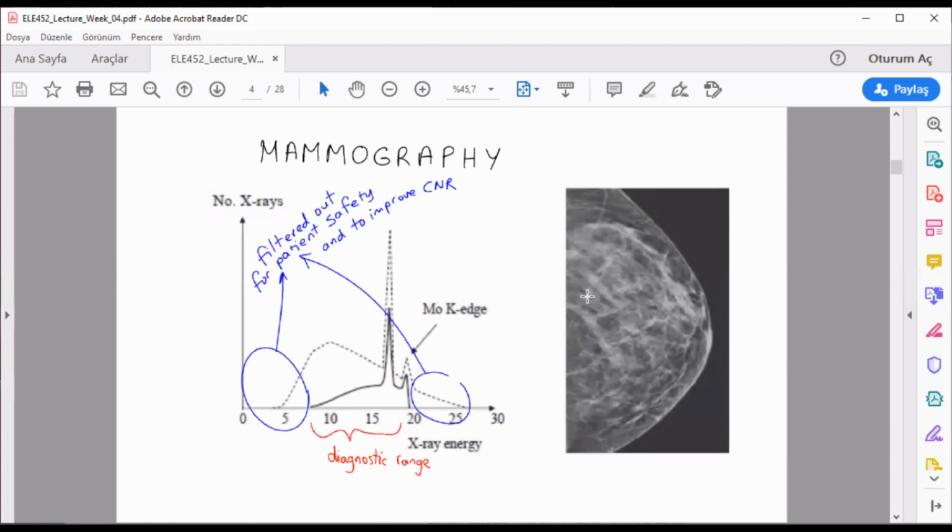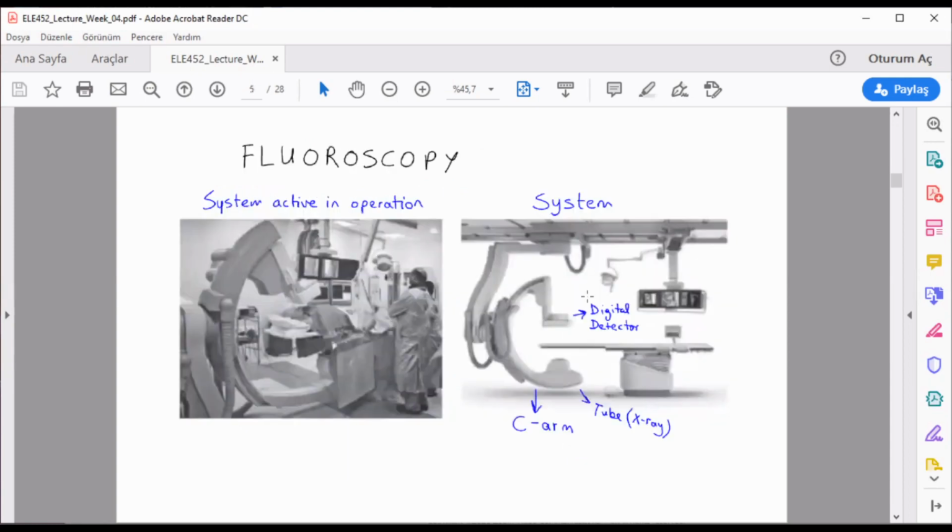Mammography is specifically for breast imaging, and due to the very soft and delicate tissue nature, the energy of the X-ray is low. You see with the red line under the graph, the diagnostic range of mammography is somewhere from 7 or 8 kiloelectron volts up to 20 kiloelectron volts, which is really low, because the tissue is very thin and the contrast is better in that range. We don't want to send high energetic X-rays to the tissue.